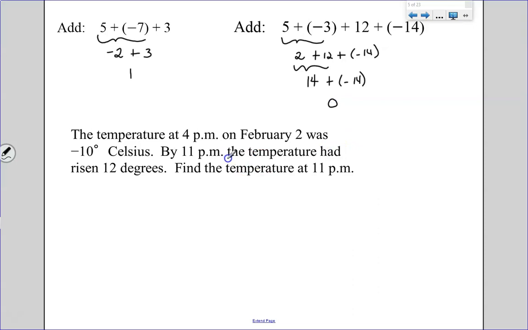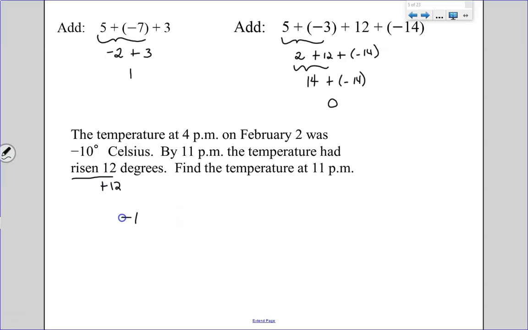Now, in this little word problem, it asked me to find the temperature. The temperature at 4 p.m. on February 2nd was negative 10 degrees Celsius. By 11 p.m., it had risen 12 degrees. Well, risen would mean this would be a positive 12.